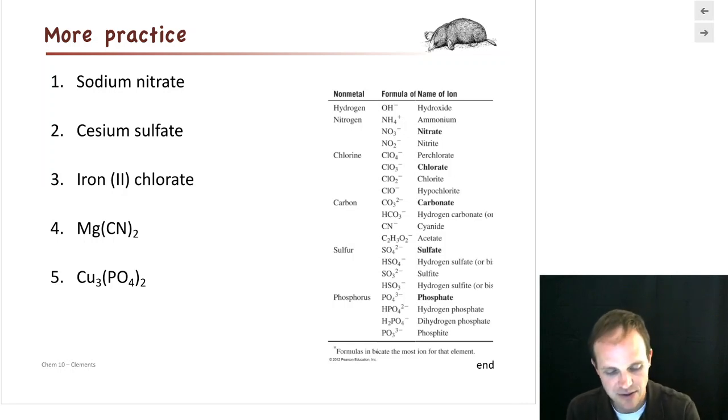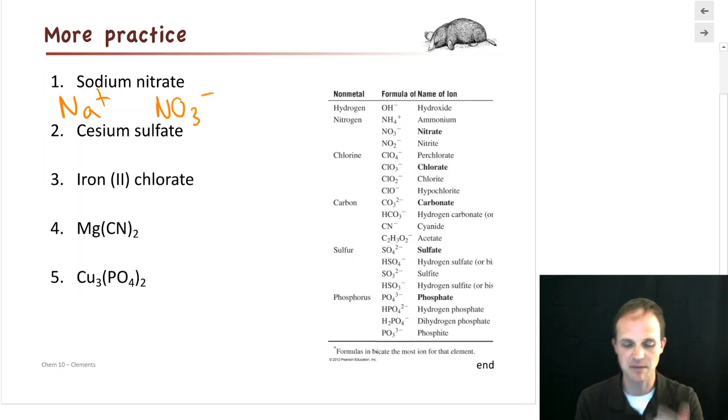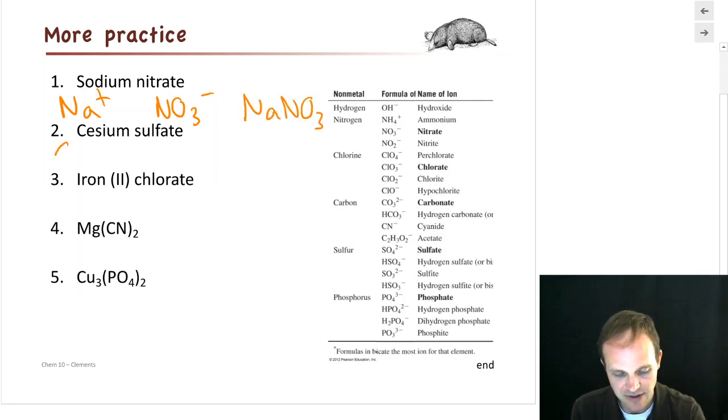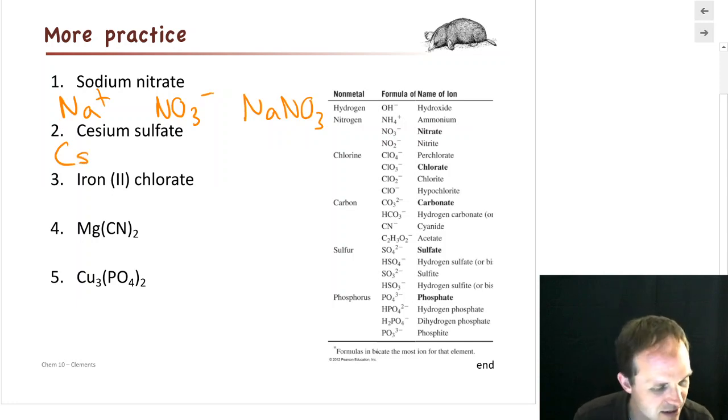All right, sodium, Na+, alkali metal. Nitrate, we look it up on the table, is NO3 with a minus charge. How do I combine a +1 and a -1? Just one of each of them, and I get NaNO3. Cesium sulfate, cesium, Cs, I find that on the periodic table.